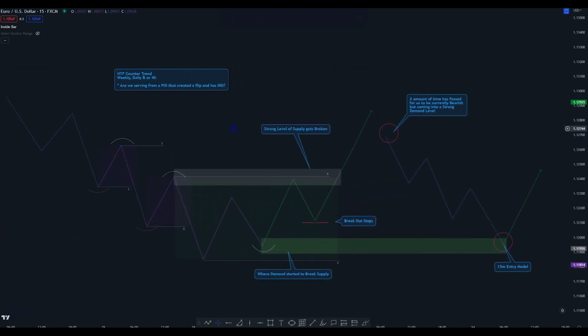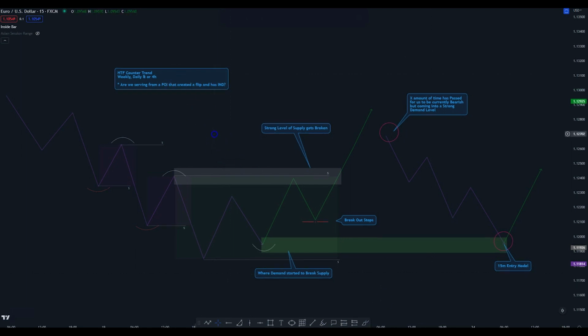So moving over to still in the higher time frame, but now counter trend, and you can see there's a little bit more going on now because we want a bit more confidence, because we're kind of going against the grain here, so we want to see a bit more compliments. So are we serving from a point of interest that created a flip and has inducement?